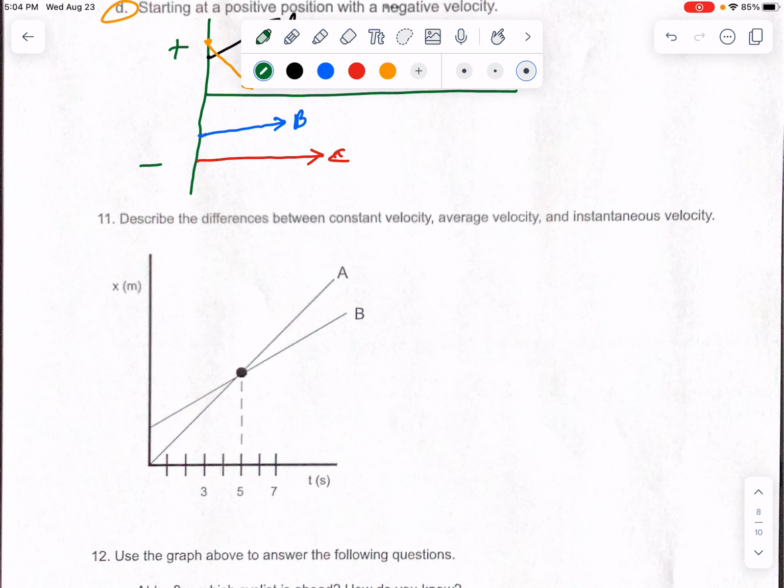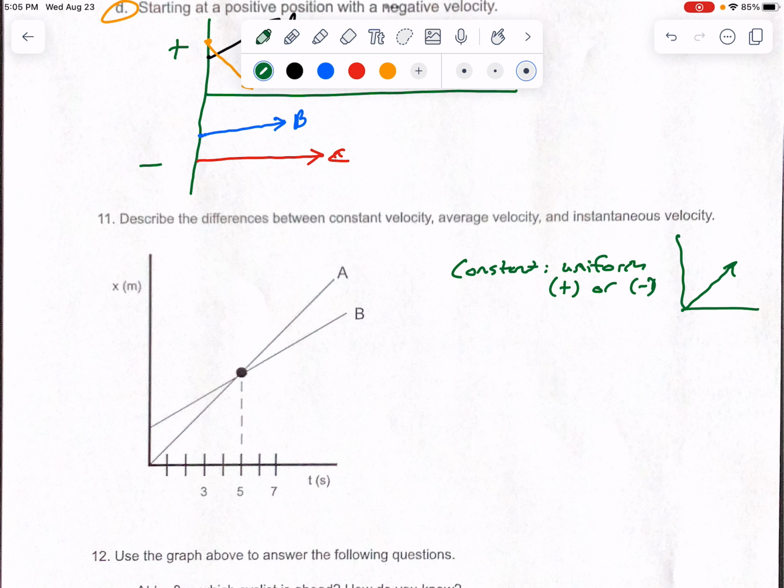Okay, 11, describe the differences between constant velocity, average velocity, and instantaneous velocity. Okay, so remember constant velocity, so constant, that is uniform motion. Uniform means it is not changing, and it can be positive or negative. What that's going to look like on a graph is something like this. Now it could be positive or negative, but it's a constant straight line. So you can find the slope of that line and you're good.